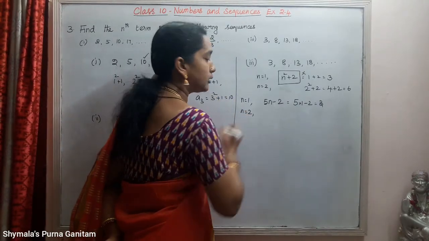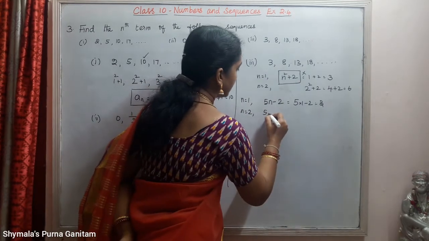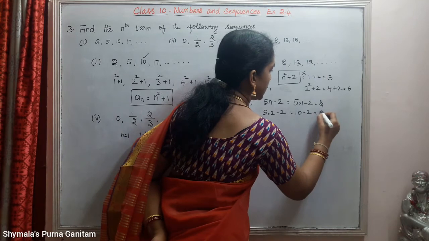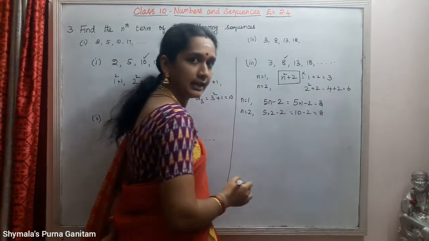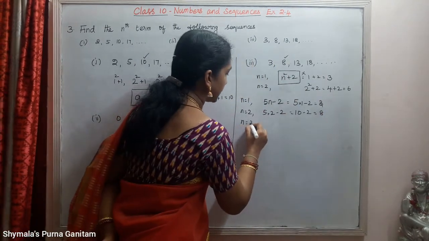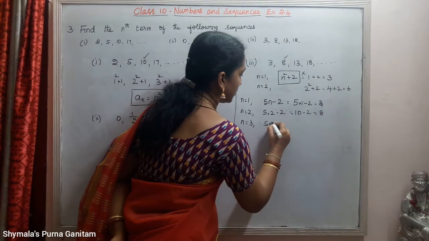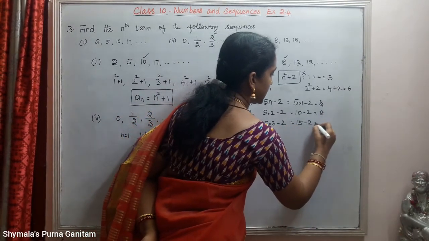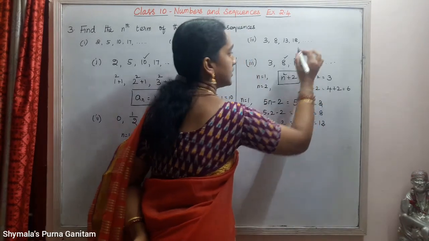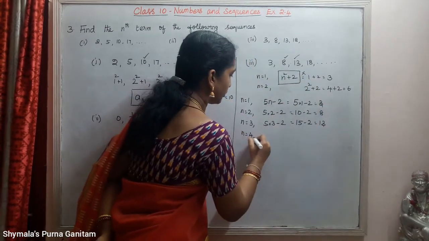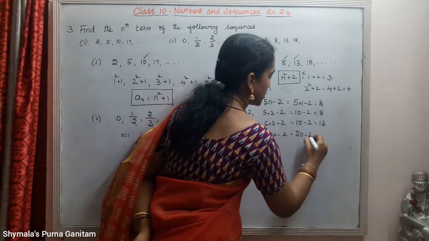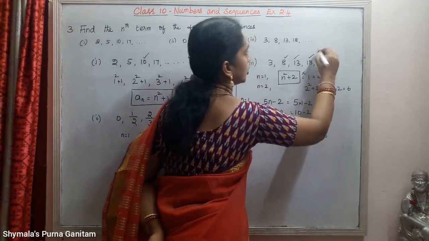So n is equal to 2. If we are taking 5 into 2 minus 2, 5 twos are 10, 10 minus 2 is 8. So the second also we are getting. Then n is equal to 3. 5 into 3 minus 2, 5 threes are 15 minus 2, that is 13. So we are getting that. Then n is equal to 4, 5 into 4 minus 2, 20 minus 2 is 18. So that also we are getting.